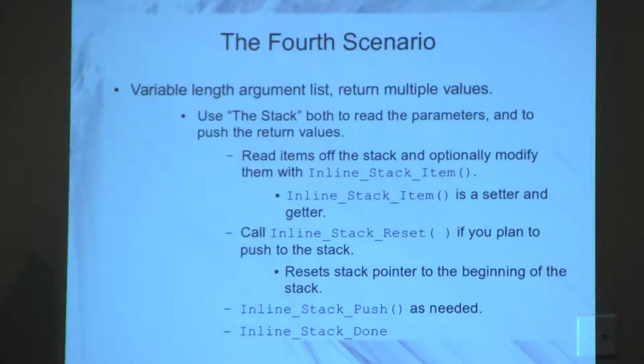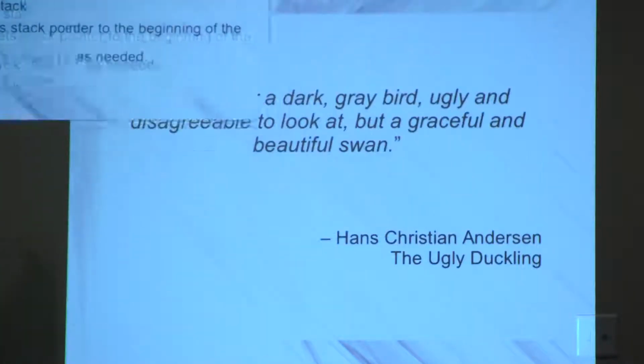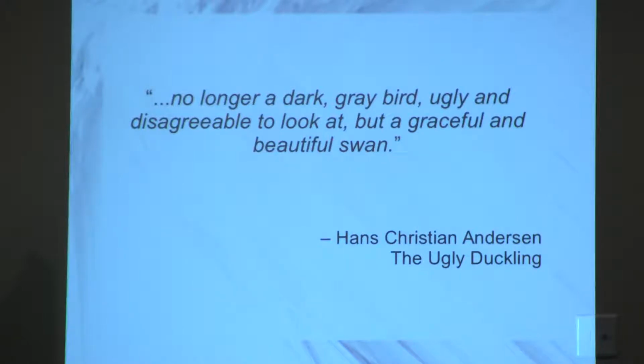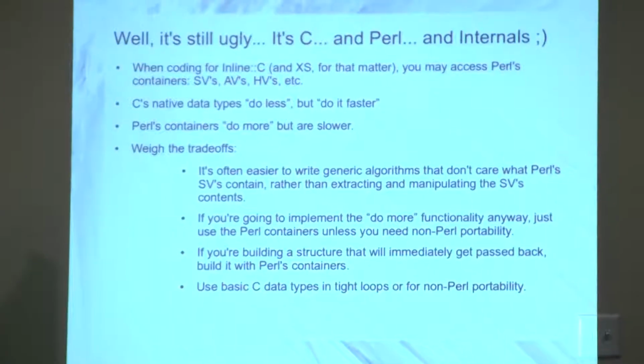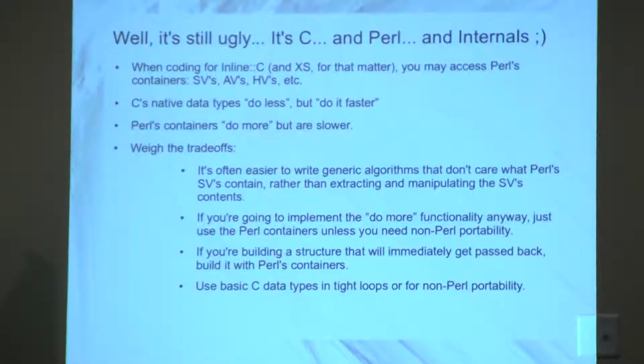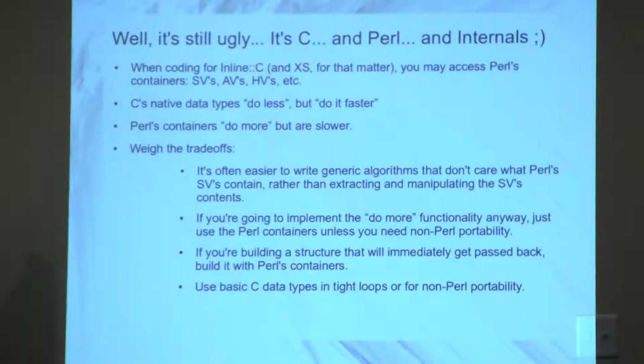And then here's the fourth scenario, variable length argument list to return multiple values. I don't think I provided code on that because we've gone through all of the other things, and you can just combine step 2 and step 3 essentially. So now it's no longer difficult, right? It's beautiful, but it's still ugly because it's C and it's Perl and it's internals. So a lot of ugliness going on here.